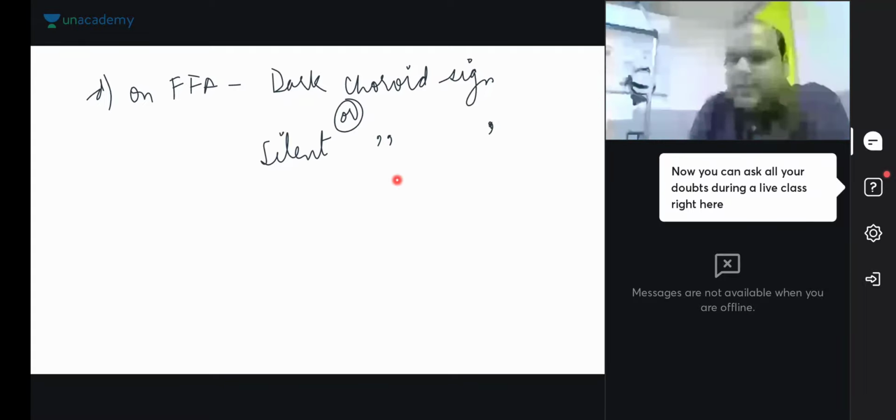Dark choroid sign, also known as the silent choroid sign. On FFA, there is something called dark choroid sign or silent choroid sign. Now, what is dark choroid sign or silent choroid sign? Again, I will bring up a photograph and try to tell you. For this, I would expect that you remember the normal FFA. If not, then my job will become a slightly more difficult job.